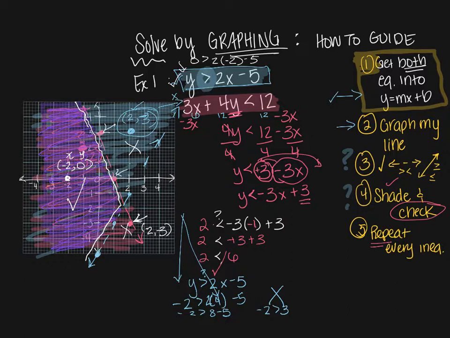What if I plug 3 times -2 in? I get -6. And -6 plus, well, 0, because my y is 0. Is -6 less than 12? Yes, it is. So the purple area ends up working for both equations. And I could find any point in here that would work for all of these points. Any of these would be a solution to this system of inequalities.